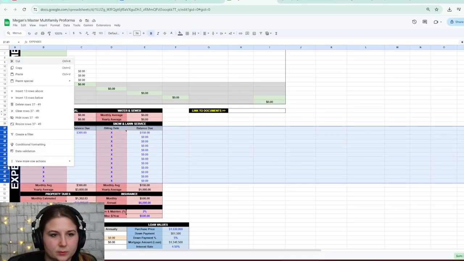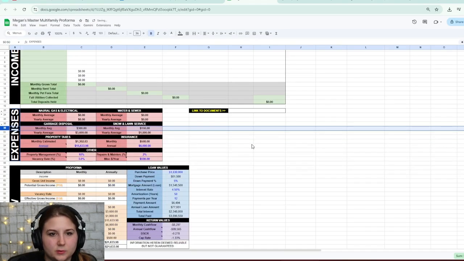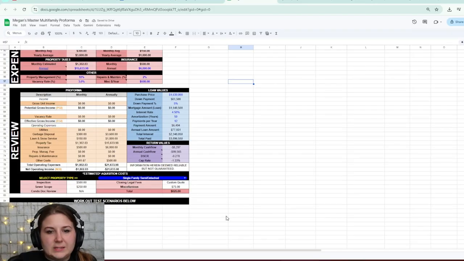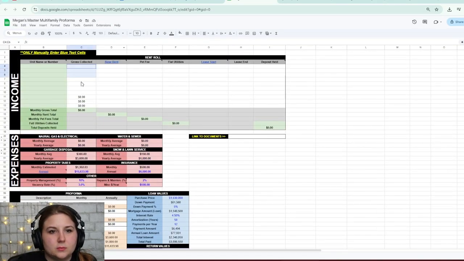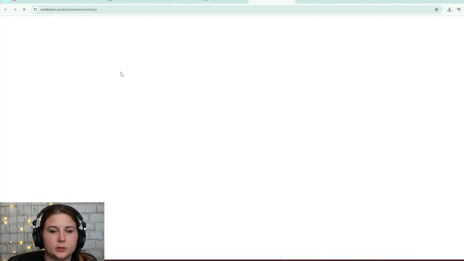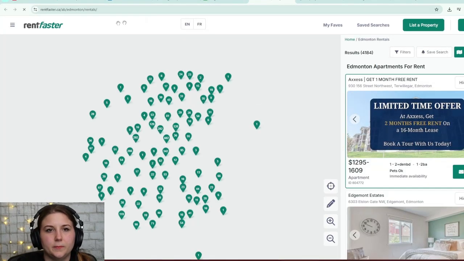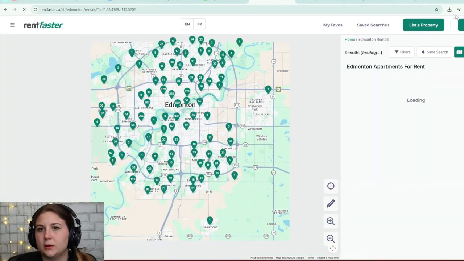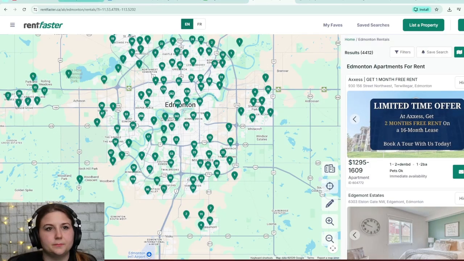Okay, I'm happy with those numbers. I'm going to hide those rows just for presentation. It looks nicer. So the only thing I'm missing here is obviously the rent's collected. How do we find that out? Well, it's actually pretty cool. If you click up here, you can bring you to RentFaster.ca. This is the most common rental website here in Edmonton.